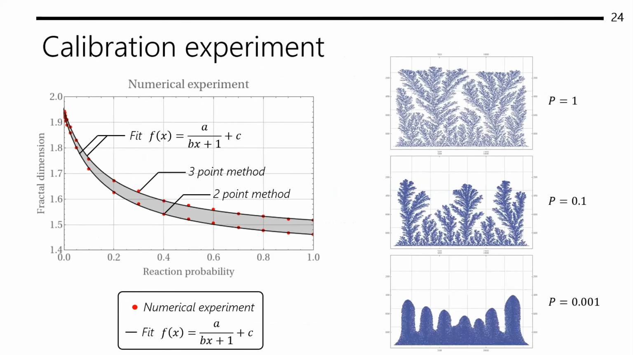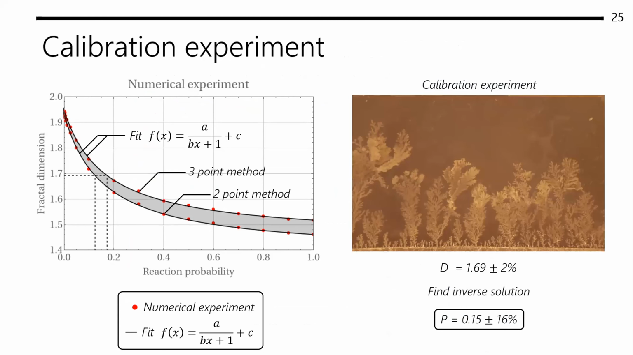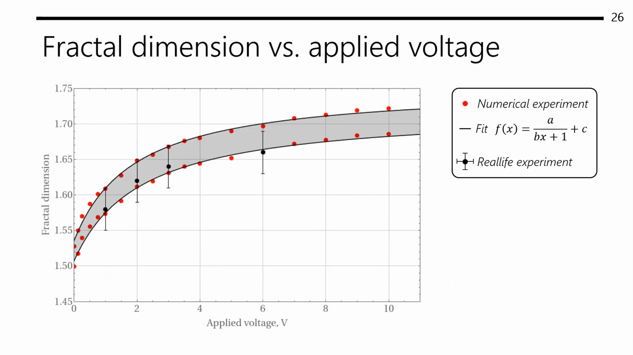Then I conducted a calibration experiment, as we have a free parameter in our system, and the overall shape strongly depends on this reaction probability, as you can see on the pictures on the right. I conducted more numerical experiments to determine the dependence of the fractal dimension on the reaction probability from a simulation. And by obtaining these two curves and obtaining the fractal dimension from the experiment, I was able to find the intersection of these two lines and determine the probability of the reaction for my simulation.